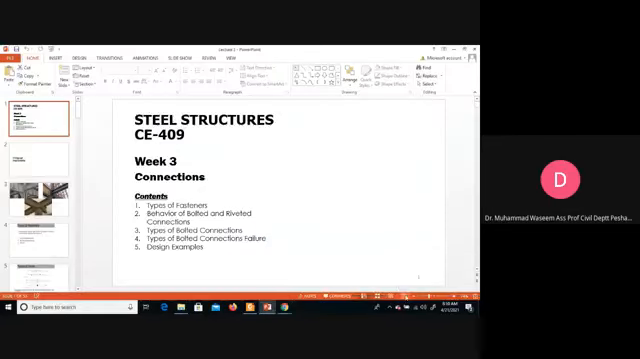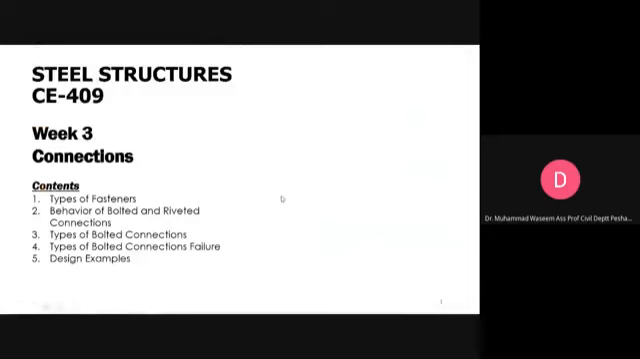So I am sharing my screen and I hope everybody in the class can see my computer screen.